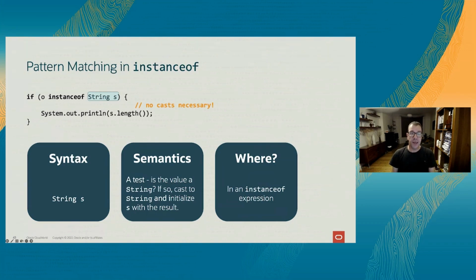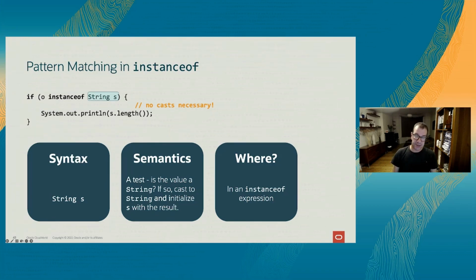And as a result, you can use the pattern variable s in the body of the then block, as we see in the code at the top of the slide. And as you can see, there are no casts in our code. The casts have been rolled into the semantics of pattern matching. So it's handled by the compiler, which means that there's less chance for us to get it wrong. The compiler never makes a mistake.